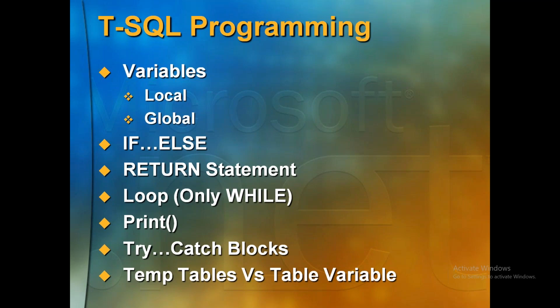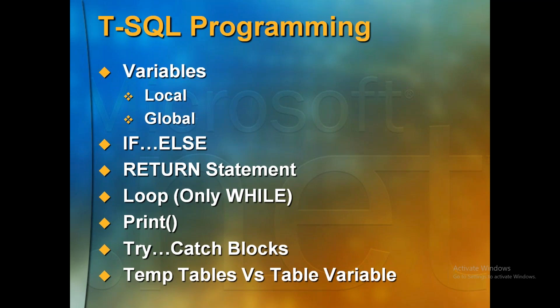Let us understand some more concepts today: how to use global variables, what a global variable is, and what the advantages of local and global variables are. Then we'll see some more things: what is if else, what is a loop, what is a return statement. Print we had used. Programmatically, if you want to display something, we normally use print. In SQL, if you want to display data, we normally use select.